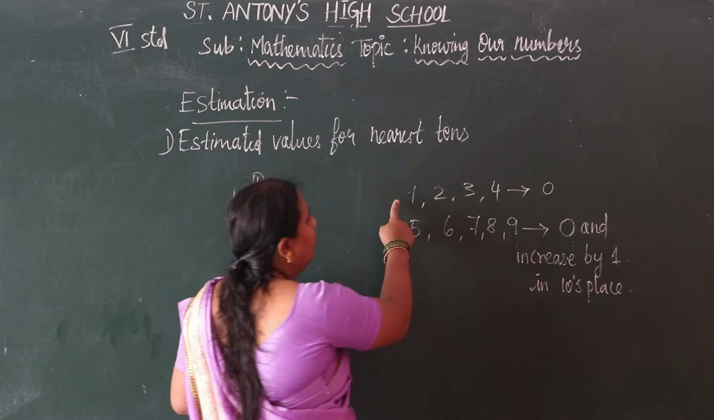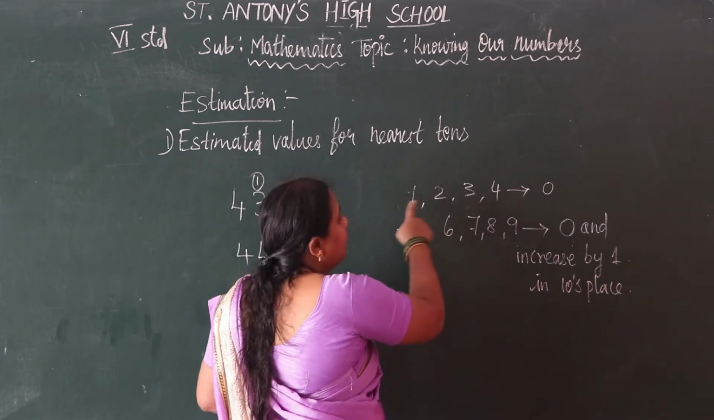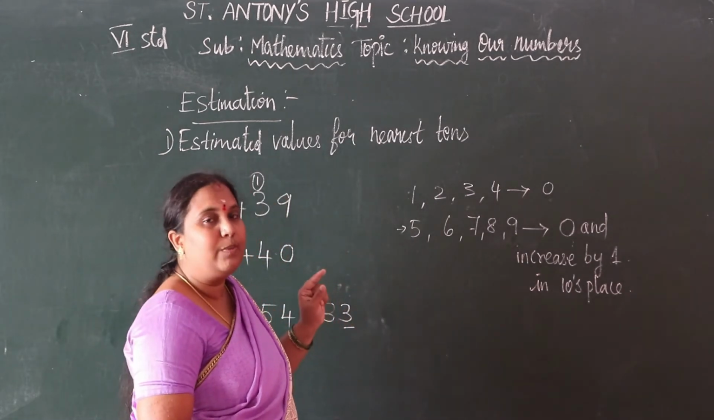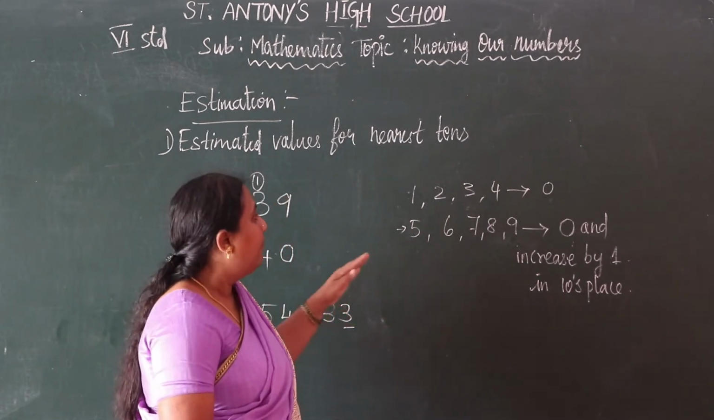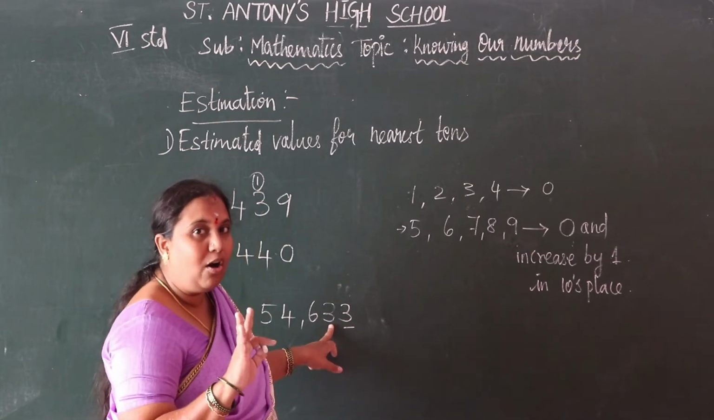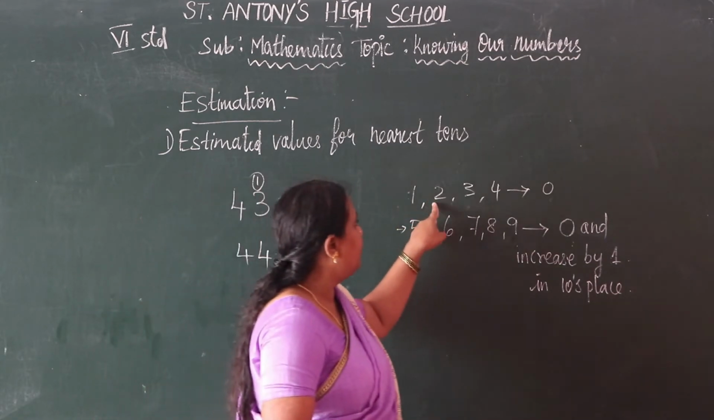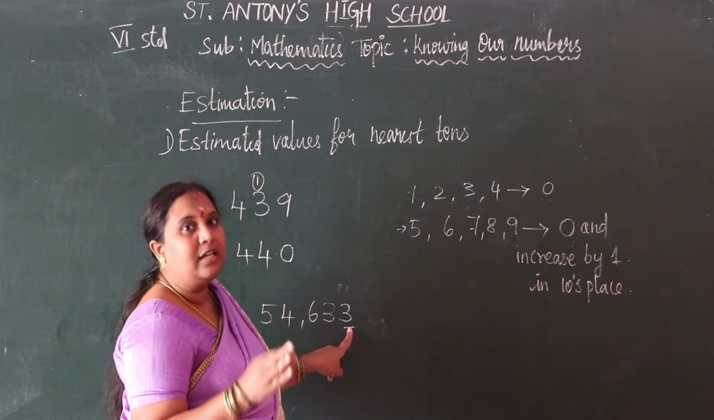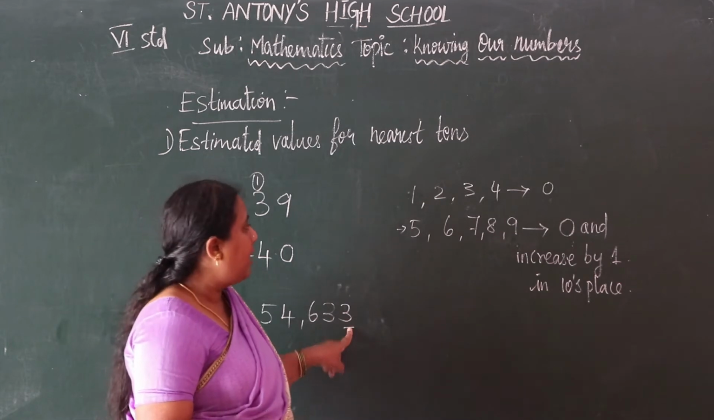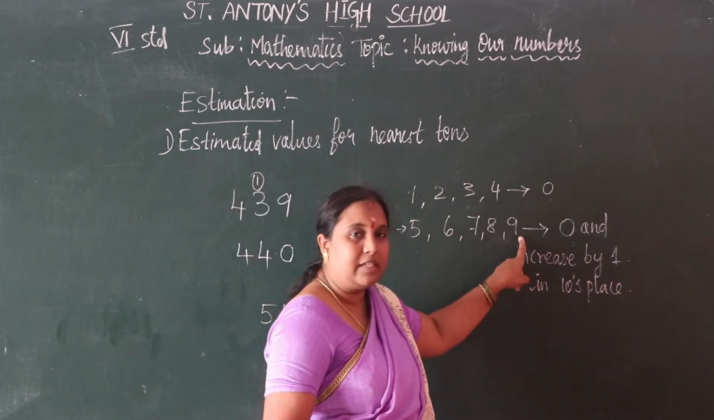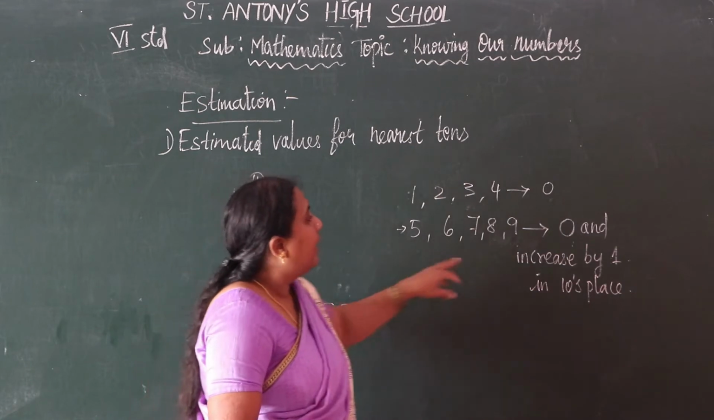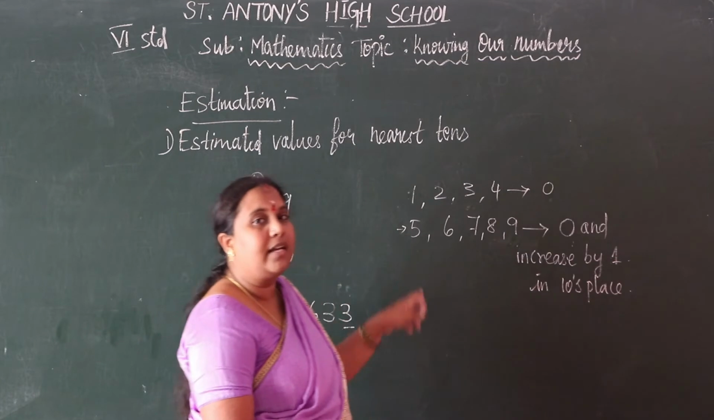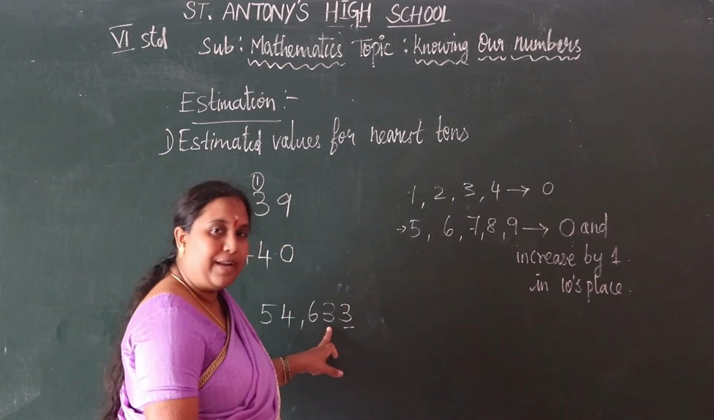This comes under rule 1. Units place is rounded off to 0, but in tens place there is no change. If 1, 2, 3, 4 comes in units place, there is no change in tens place. But if 5, 6, 7, 8, 9 comes in units place, increase tens place by 1. There is a change in tens place, that is we are increasing 1 on tens place.